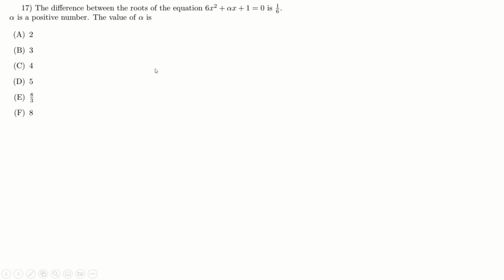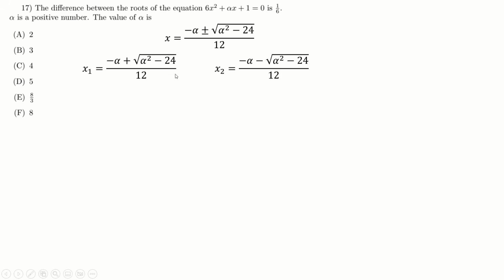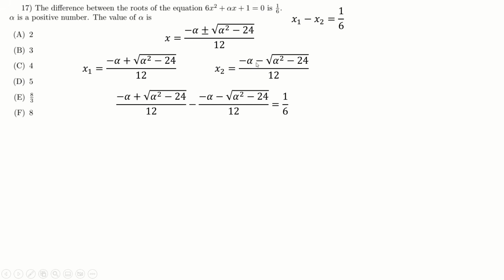There are more intelligent ways of doing this, but I decided to use the quadratic formula, which is just this. And then when I have both solutions, which is this one and this one, I'm just going to say, well, one of them minus the other one is 1/6. That's what the difference between them means. So just this minus this equals a sixth.